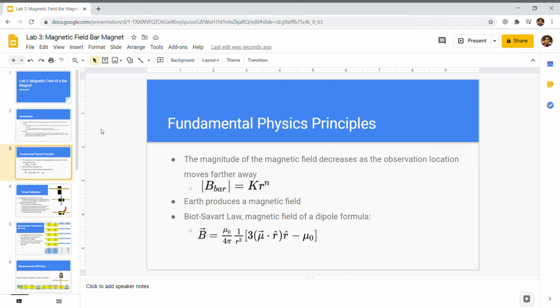Some fundamental physics principles being used here. We know that the magnitude of the magnetic field decreases as the observation location moves farther away. You can see that from this equation. We know that the Earth produces a magnetic field of its own, and we will be utilizing the Biot-Savart law, which gives the magnetic field of the dipole formula.